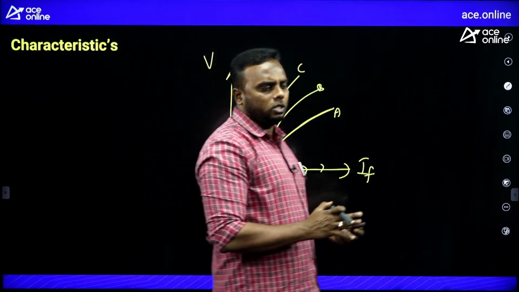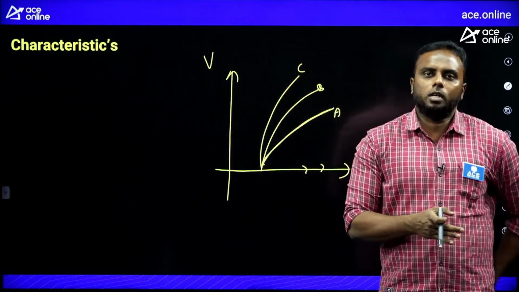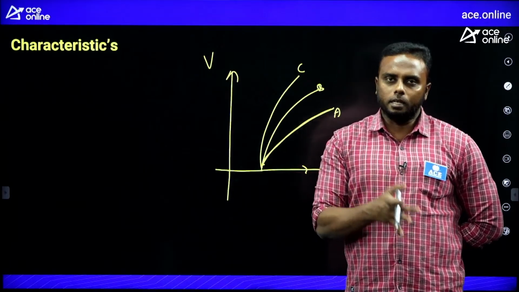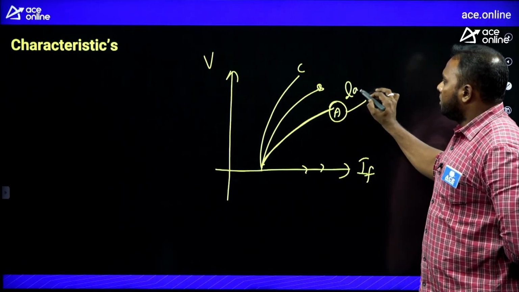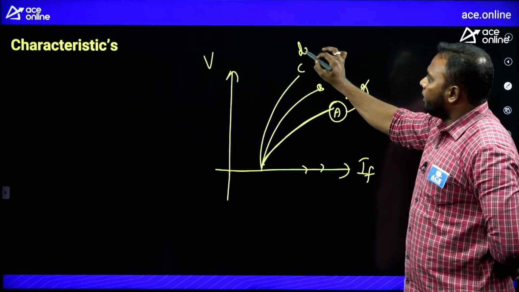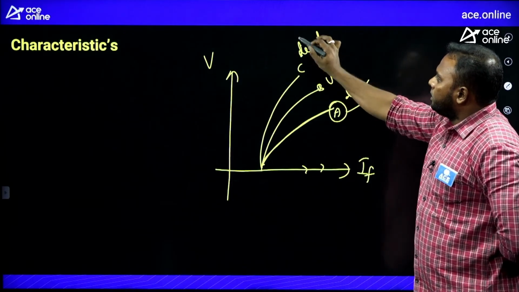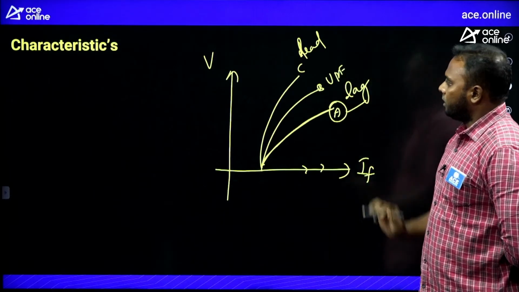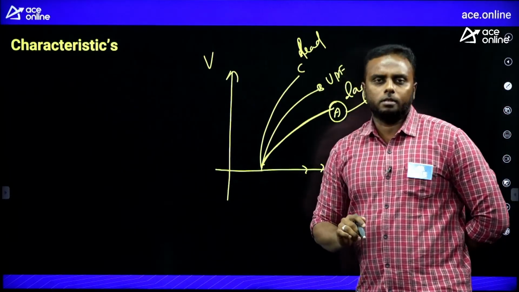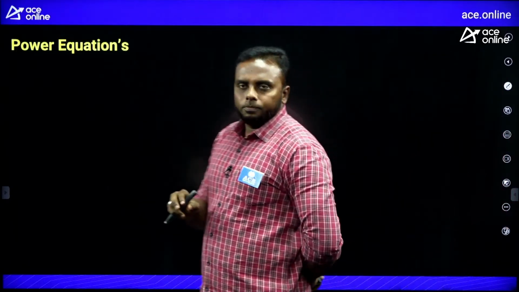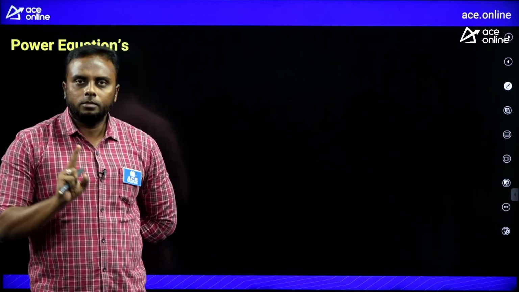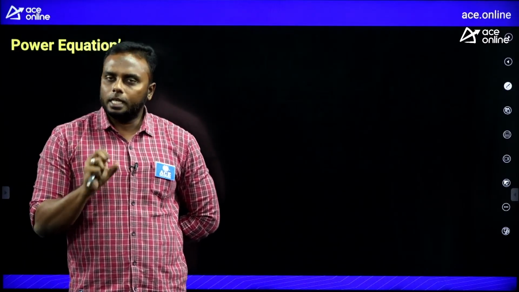So giving a graph like this, they may ask which is more stable, or which is operating at lag, which is operating at lead. So here A is operating at lagging power factor; we always over excite for lagging power factor and under excite for leading power factor. Let this be unity power factor, normal excitation. So graphs like this are important.